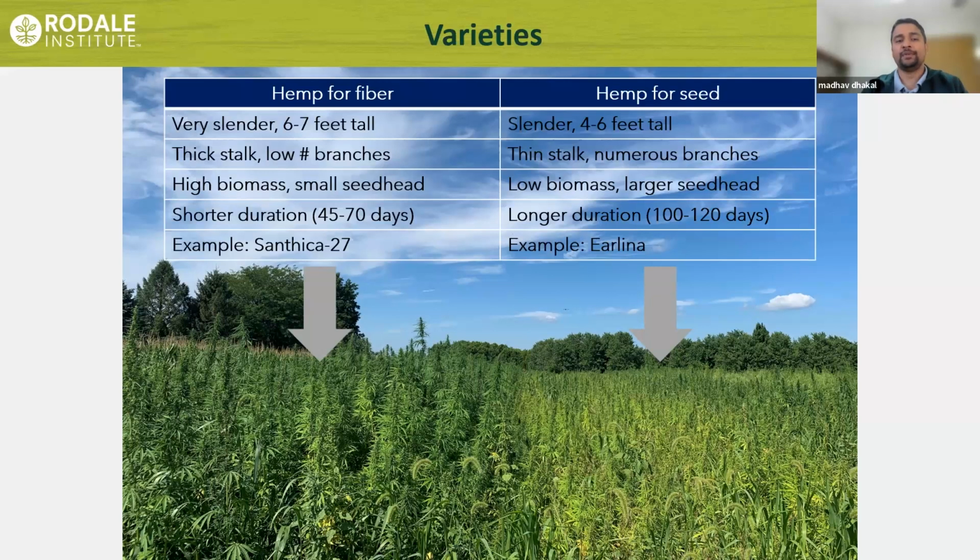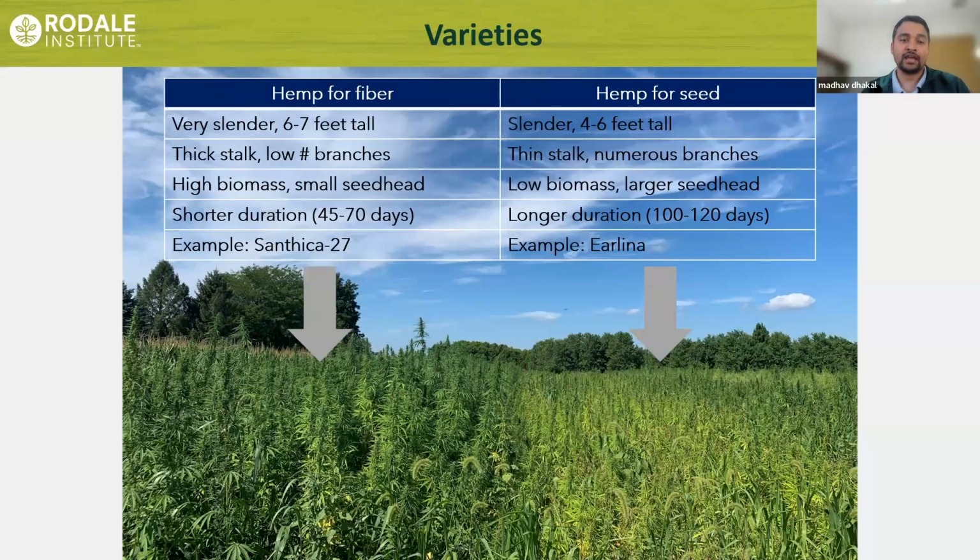The fiber type hemp is desired for its thick stalk; it is very slender, grows really tall, and has a low number of branches as compared to the short, thin-stalked seed type hemp, which has numerous branches and produces inflorescences on those branches. Fiber hemp also produces more biomass and has a small seed head, compared to the low biomass and larger seed head of the seed type hemp.